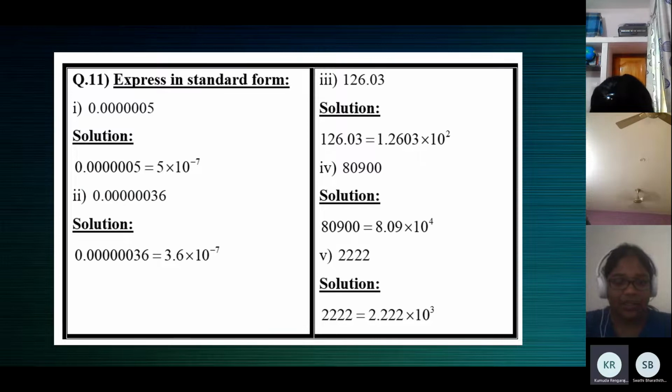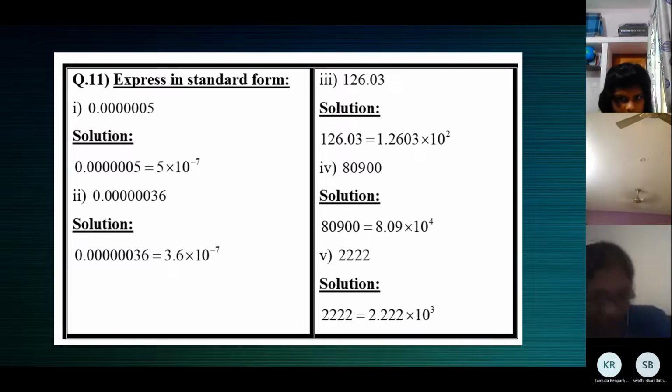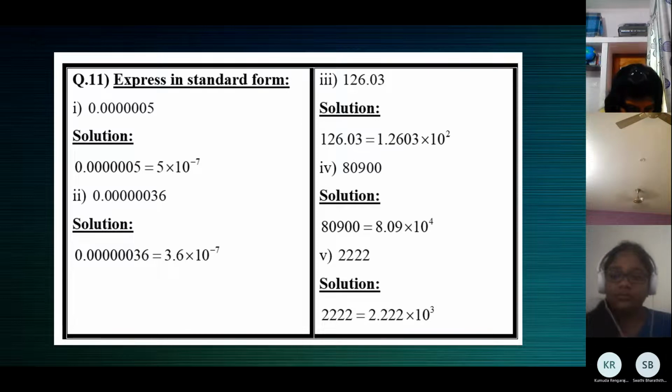Don't try to write the answer straight away, children, like you see in the slide. You need to do some rough work. In the rough column, you'll have to shift the decimal point, identify the number, and then write the answer. Do that. Please complete this. I'll come back.